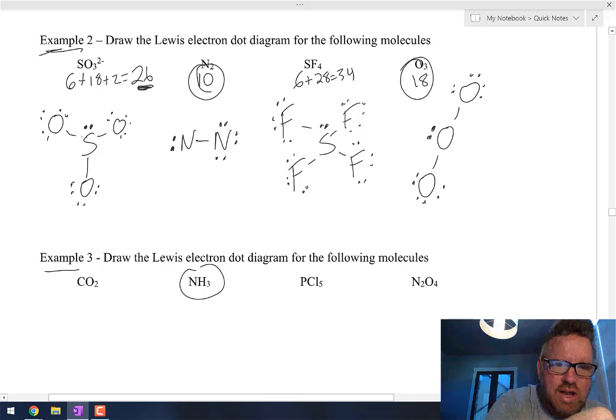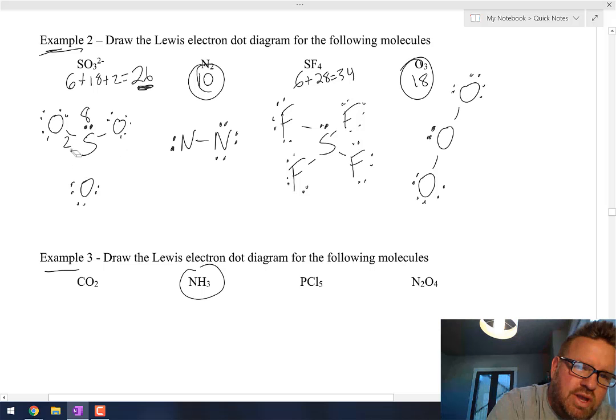Okay? Look at SO3 2 minus. The sulfur has 2, 4, 6, 8. Okay? And again, I put that there to help you count those up, but when you're done, don't leave those there. Okay? And what that means is we're done.